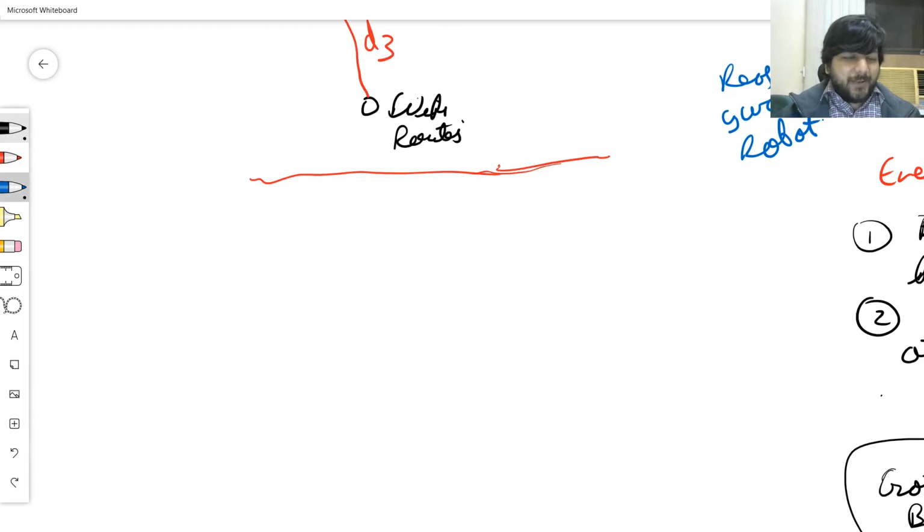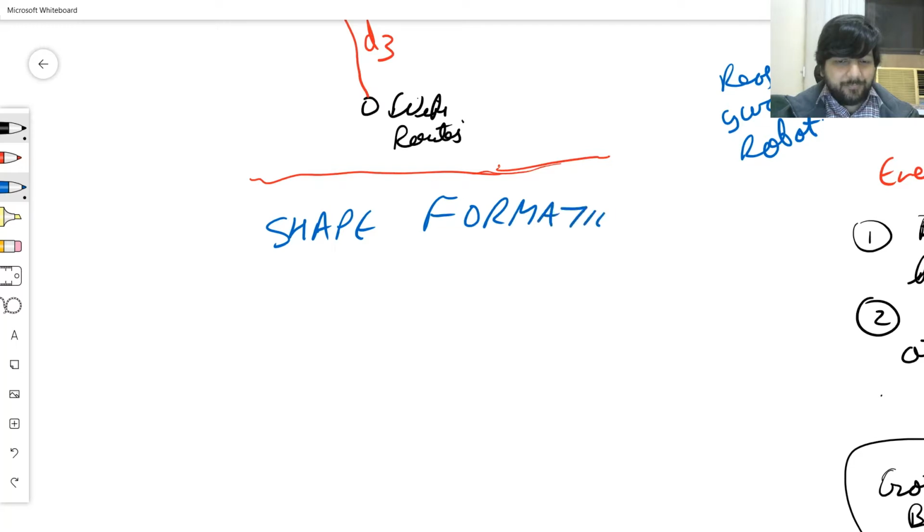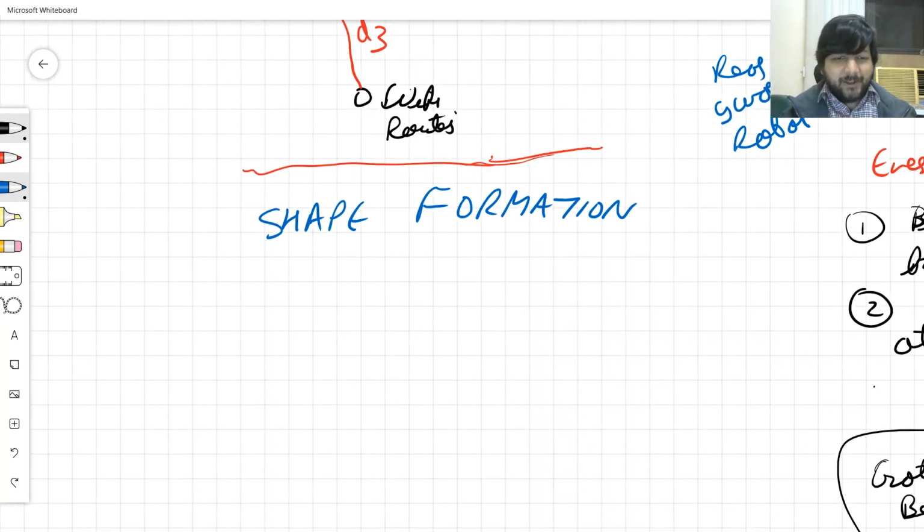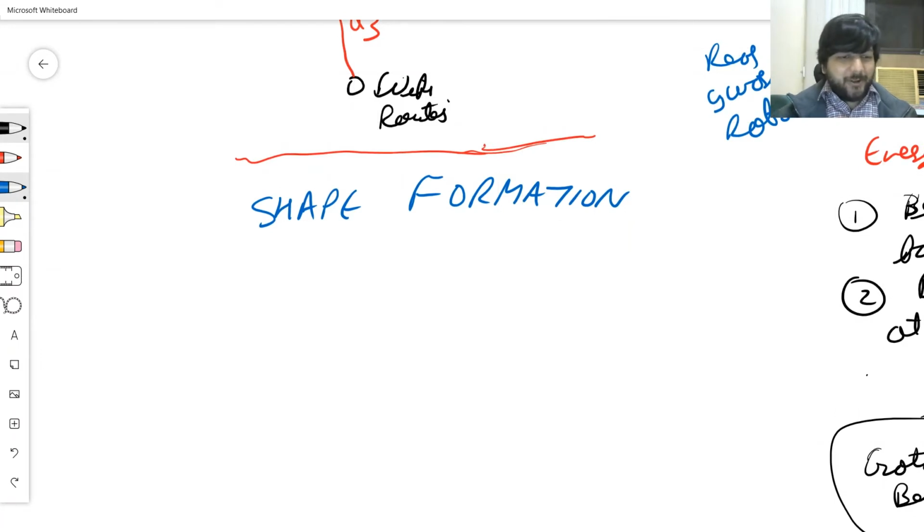The last one I'll discuss extremely quickly is shape formation. Now, the problem of shape formation is actually interesting. I get a lot of visitors in the lab and I want them to be entertained with budgetary swarm robots.